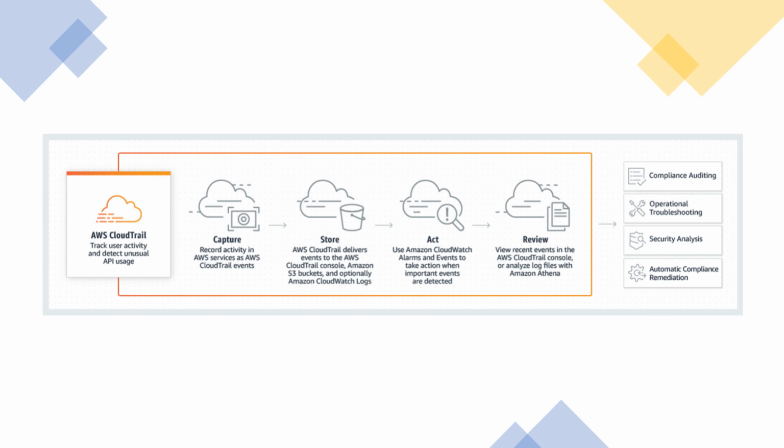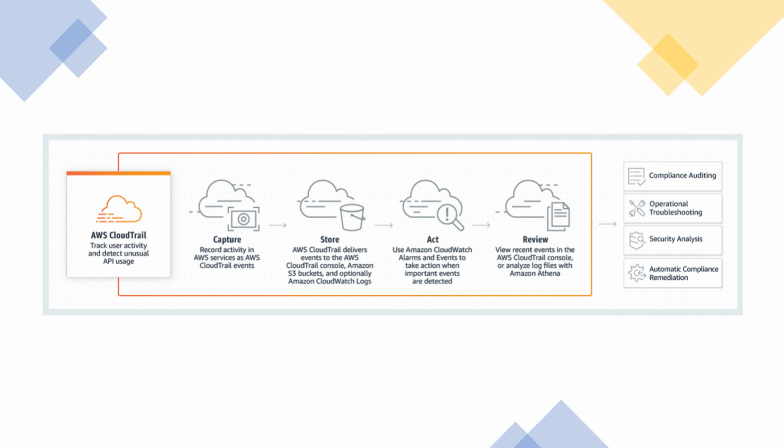AWS CloudTrail is an AWS service that helps you enable governance, compliance, and operational and risk auditing of your AWS account. Actions taken by a user, role, or an AWS service are recorded as events in CloudTrail. Events include actions taken in the AWS Management Console, AWS Command Line Interface, and AWS SDKs and APIs.